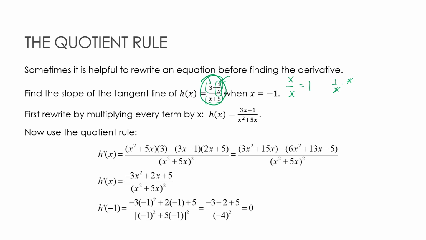And now I can use the quotient rule, which is pretty straightforward. Bottom times the derivative of the top minus top times the derivative of the bottom over the bottom squared. And again, from there it's just algebra. So I've distributed, I'm combining like terms, and then it says find it when x equals 1. So here's my derivative. If they said find the derivative, I'm all done. Then they said find the slope of the tangent line when x equals -1. So I'm going to plug in -1 and solve, and the slope of the tangent line is 0.